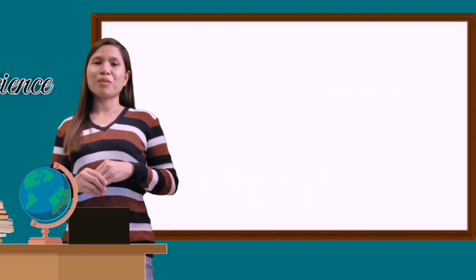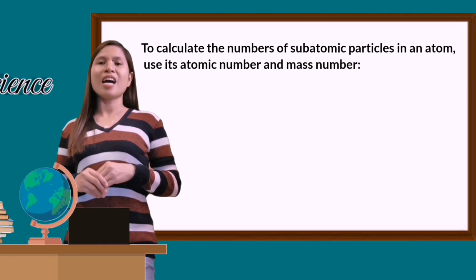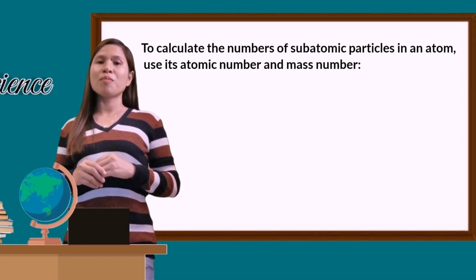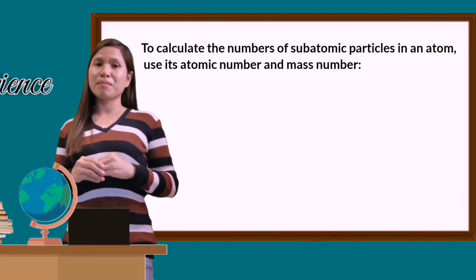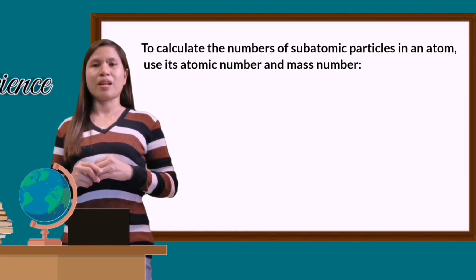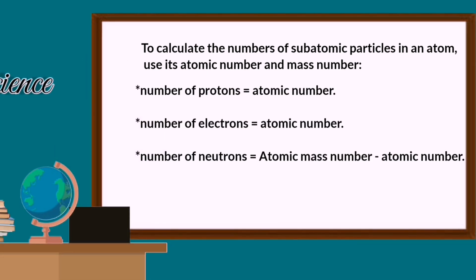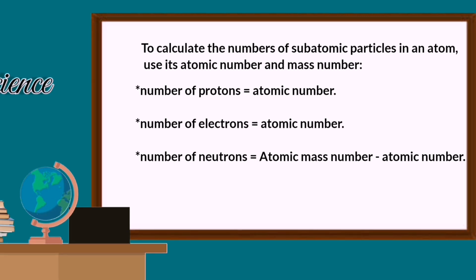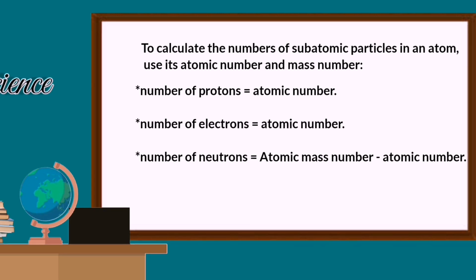To calculate the number of subatomic particles in an atom, use its atomic number and atomic mass or mass number. The number of protons is equal to the atomic number of an element. The number of electrons is equal to the atomic number. And the number of neutrons is equal to the atomic mass minus the atomic number of an element.